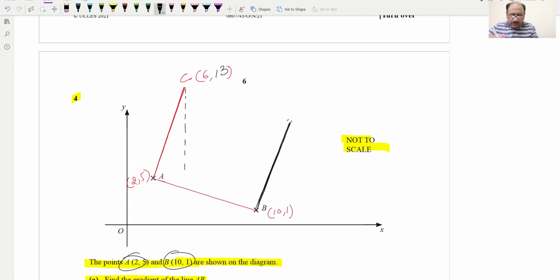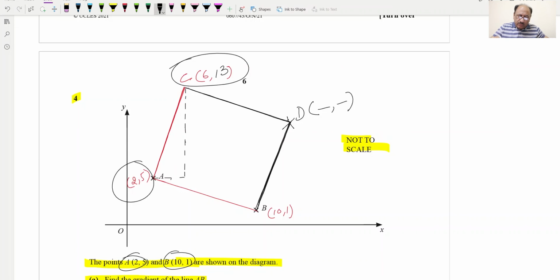So this is the roughly sketched square. Now this is point D, and we need to find the coordinates of D. This is our target. What we can do with this triangle I was drawing is complete this triangle, and check from this point to this point: what is the change in x and the change in y?